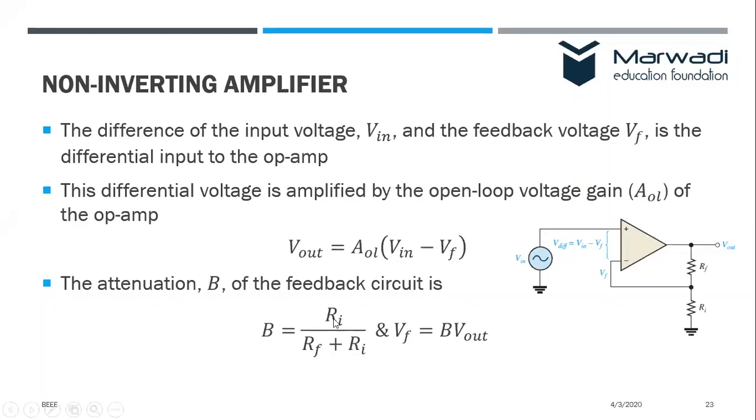For example, if Ri is 1 kilo ohm and Rf is also 1 kilo ohm, then we have 1 upon 1 plus 1, and that is equal to 0.5, right? So it is actually decreasing, it is less than 1. Okay, and if the gain is less than 1, then it is called attenuation, right? So now Vf is equal to B into Vout. Where do we get it? From the last slide.